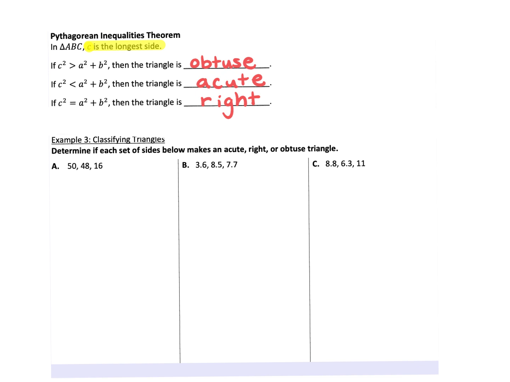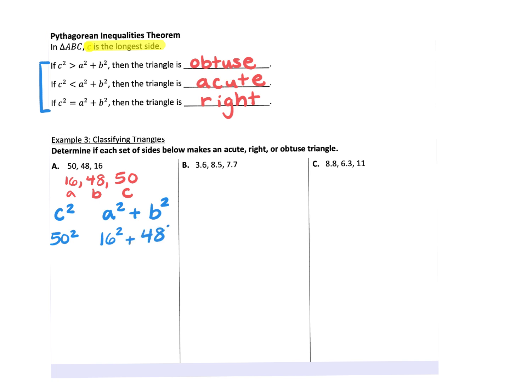So let's look at problem A. The first thing I need to do is make sure that I pick C as the longest side. I like to just order the sides from smallest to largest. So I have 16, 48, and 50. So that's A, B, and C. We want to compare C squared with A squared plus B squared. So I'm going to put C squared on the left and then A squared plus B squared on the right so that it looks just like the Pythagorean inequalities theorem up above. So C squared is 50 squared, A squared is 16 squared, and B squared is 48 squared.